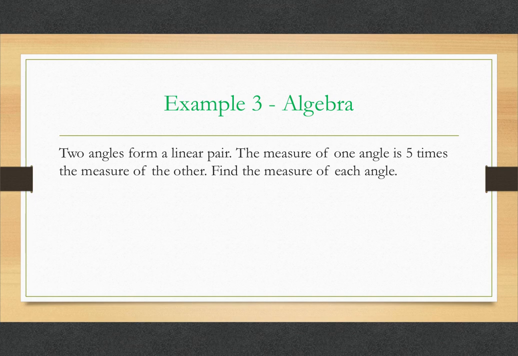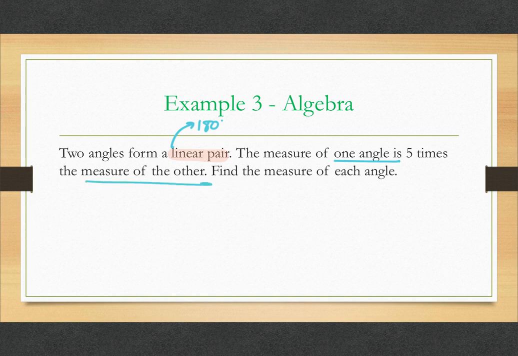Example 3 says two angles form a linear pair. The measure of one angle is 5 times the measure of the other. Find the measure of each angle. So the fact that they're a linear pair means that they're supplementary, which means they'd add up to 180. The measure of one angle is 5 times the measure of the other.